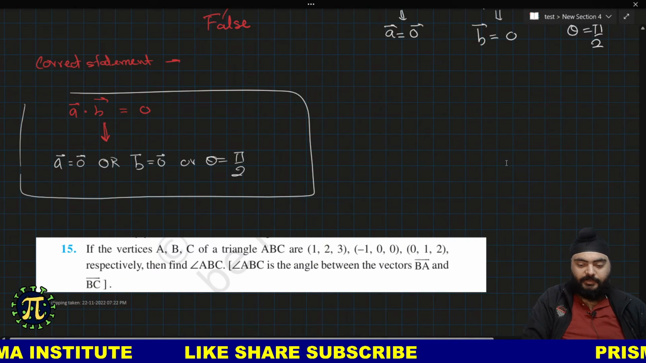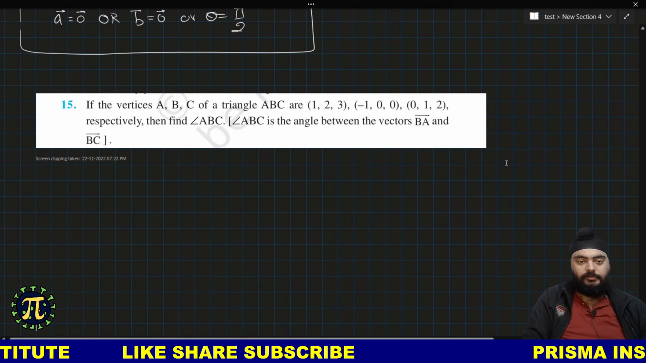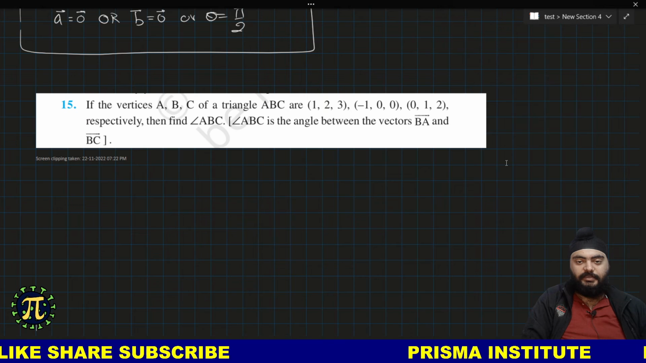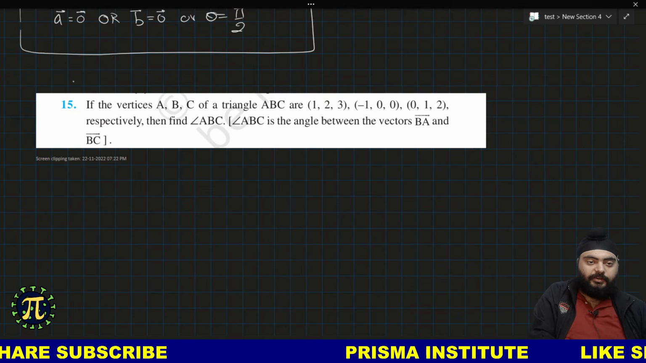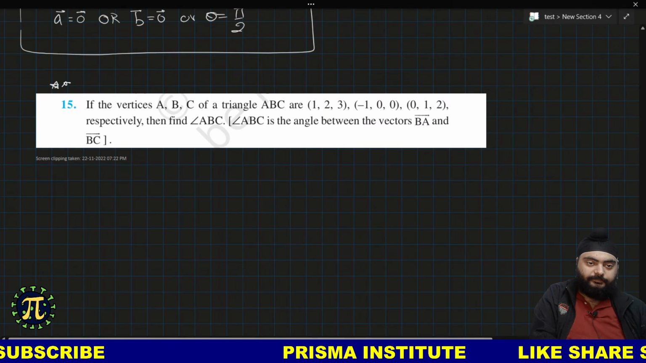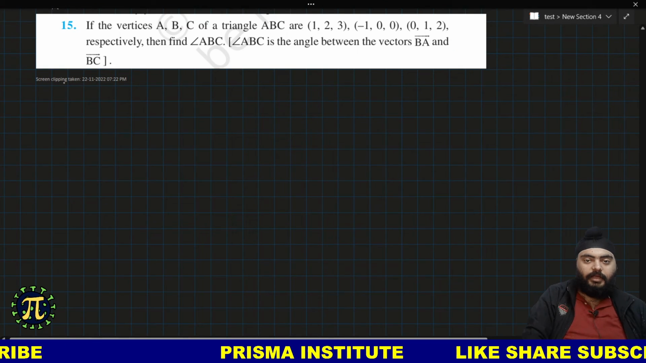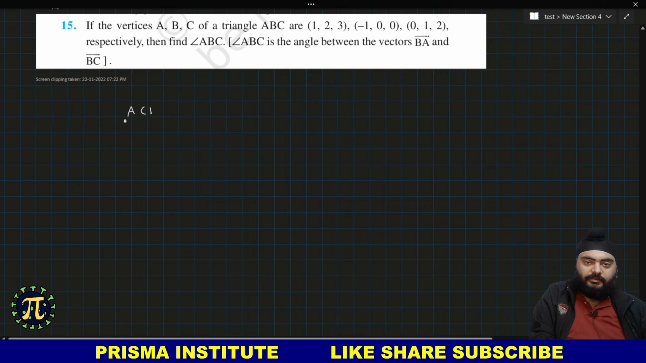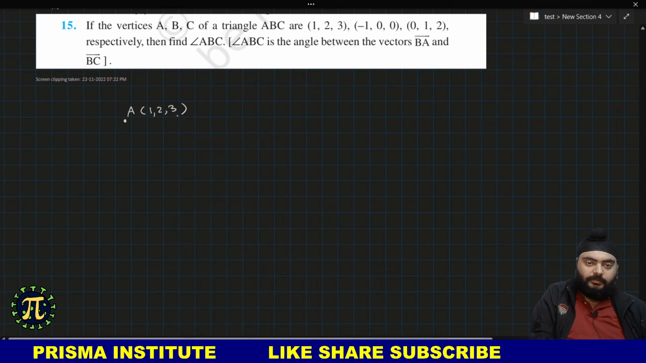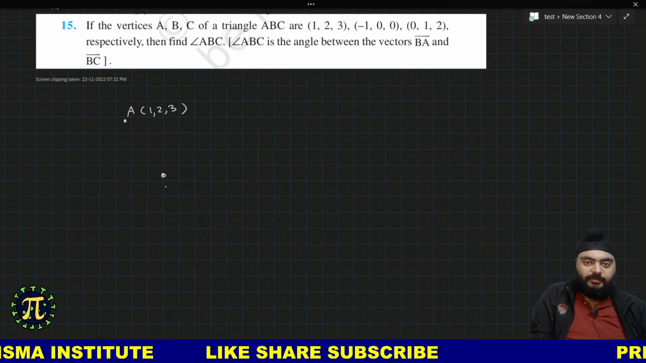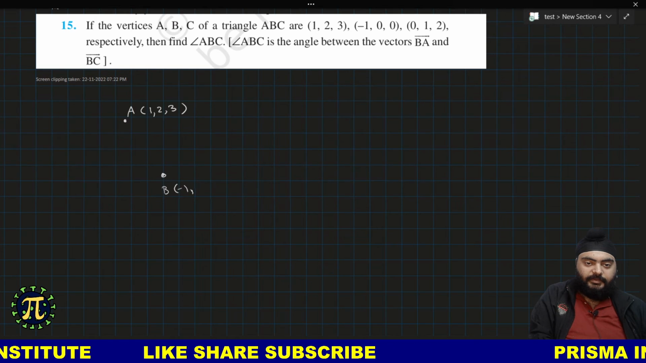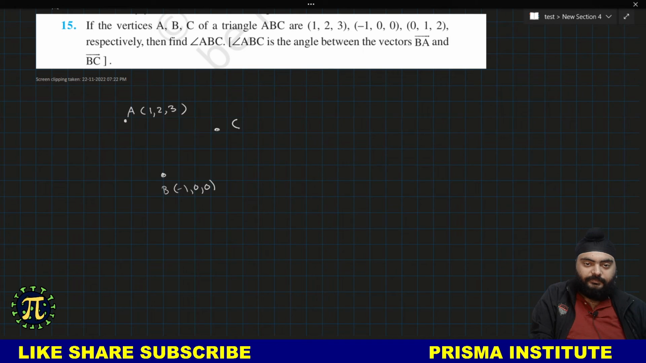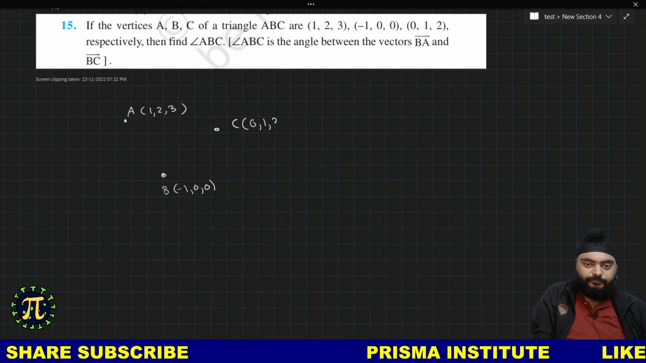So now we have the vertices of a triangle ABC, coordinates given. Then find angle ABC. So, very good question for a school exam. You have to find the vectors. So you have 3 points given. A, whose coordinates are 1, 2, 3. You have coordinates of B given as -1, 0, 0. You have coordinates of C given as 0, 1, 2.